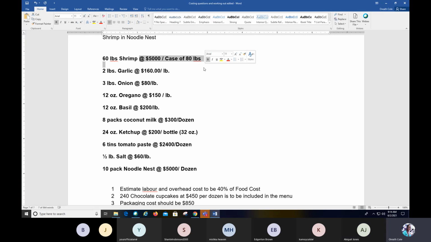Right, 80 pounds is more than the 60. We want to know what to divide, so more persons need to think. First we need to find out how much is for 1 pound of shrimp.